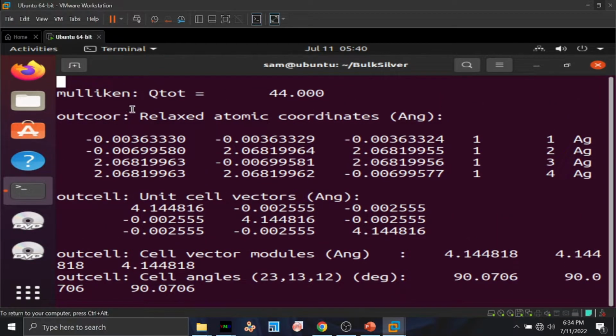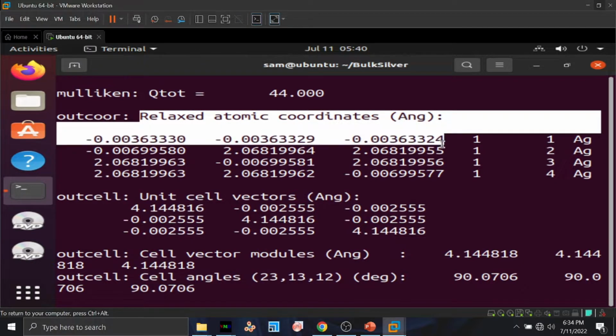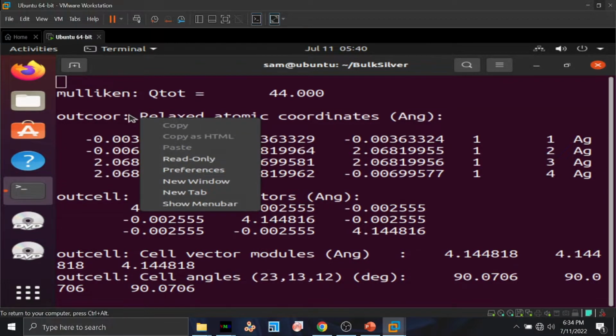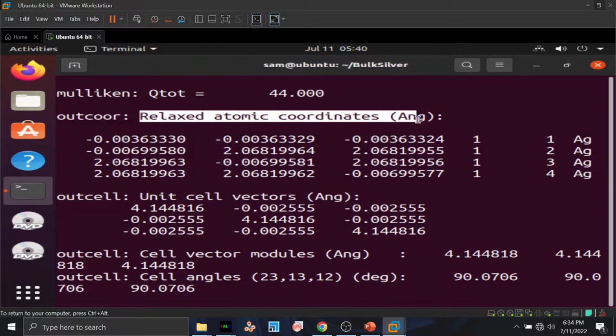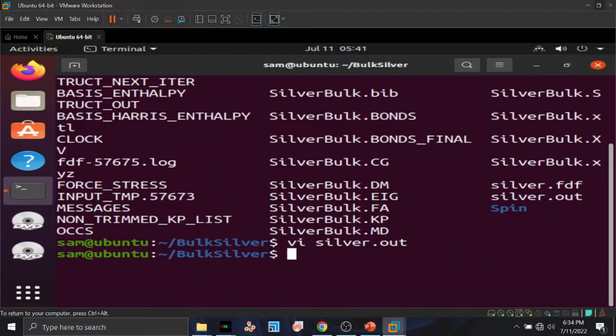You see here, relax atomic coordinates. This means that our geometry is at the ground state now. If you cannot find this line in your output file, that means that your geometry is not in the ground state energy. So you need to rerun the simulation from that point. Okay, so this is one thing.